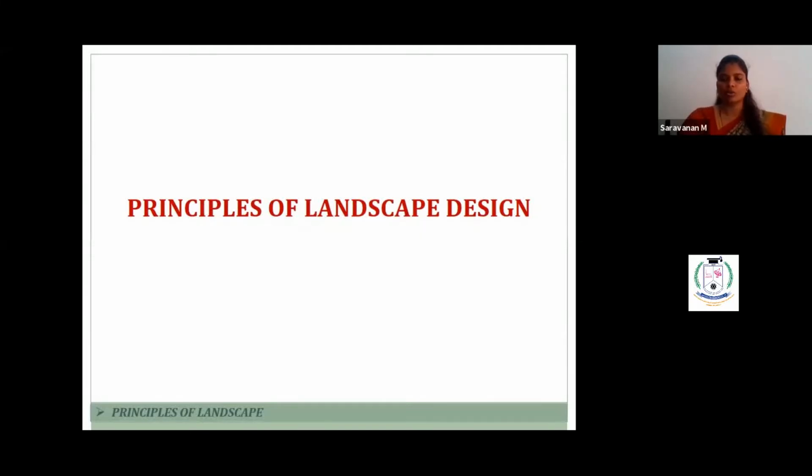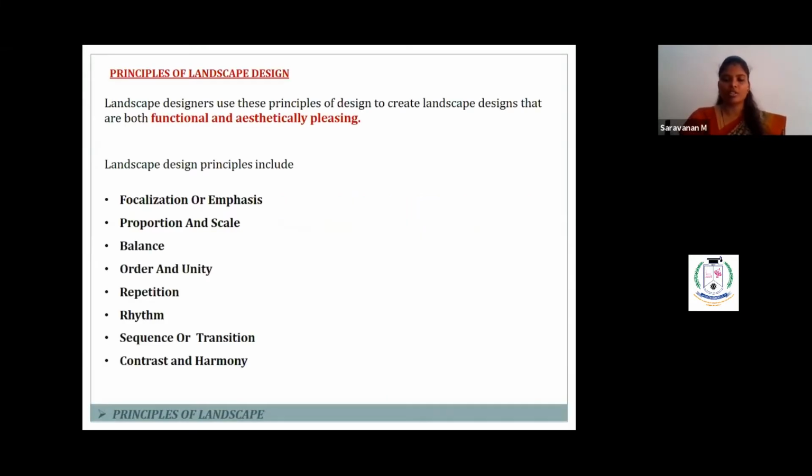So we are done with both the units, and your third unit is the principles of landscape. We are going to read what principles are used in the landscape, the visual components, and the construction details. This is going to be your third unit. The first part is principles of landscape.